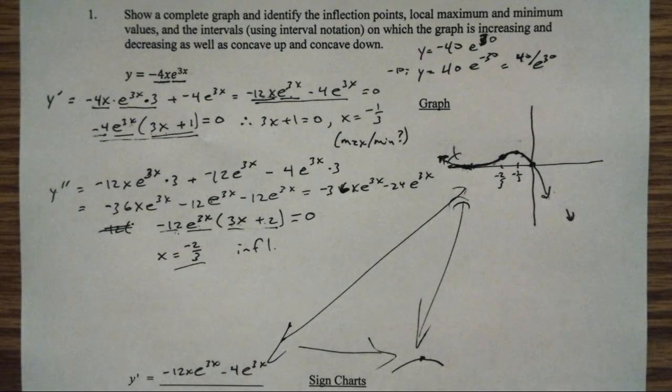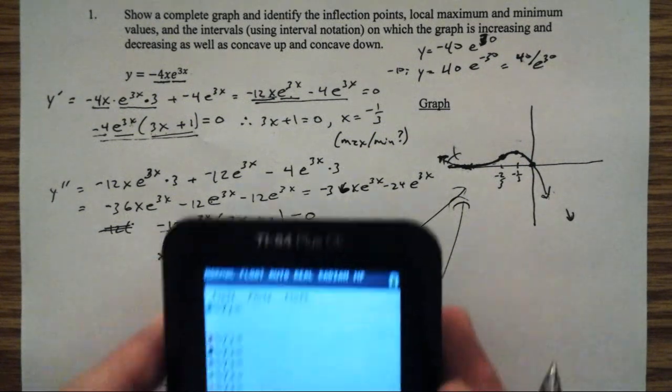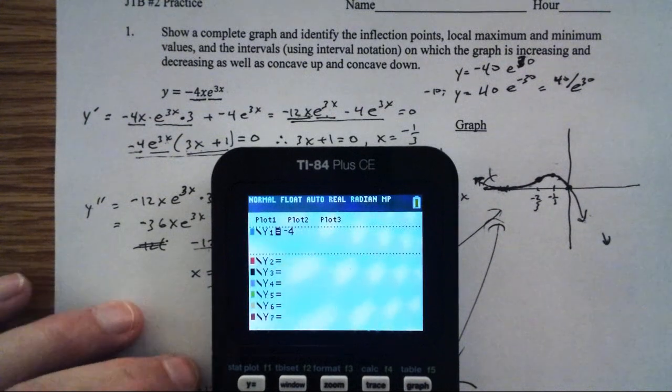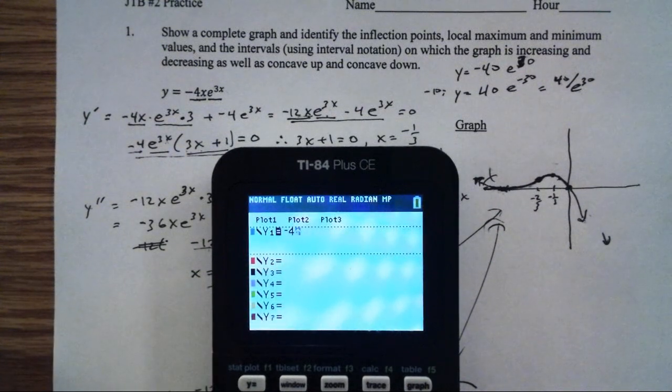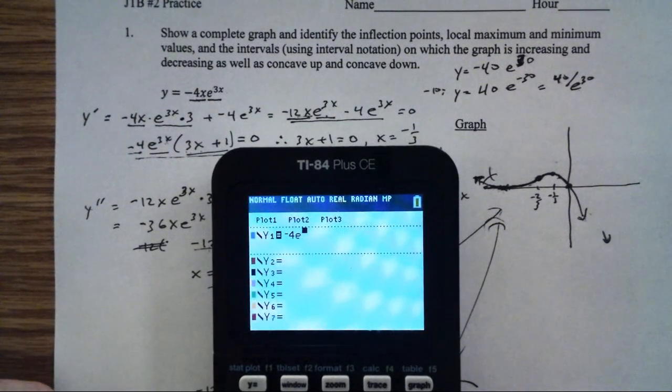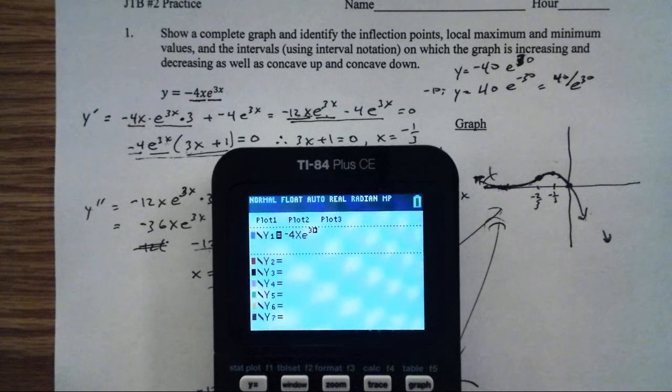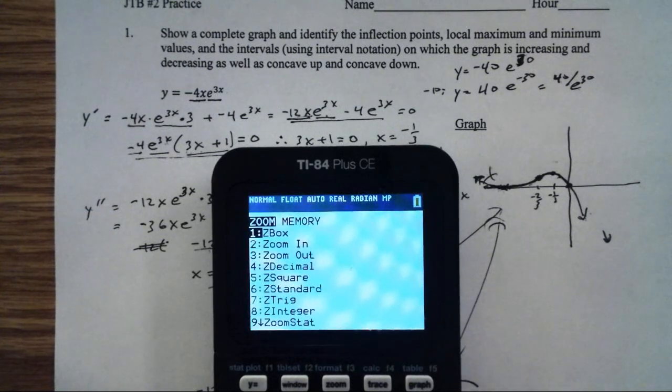Just for the sake of it, let's go ahead and take a look at this graph. We've got negative 4e to the negative 4x, thank you, second e to the 3x. And I'm just going to put that in standard zoom 6.